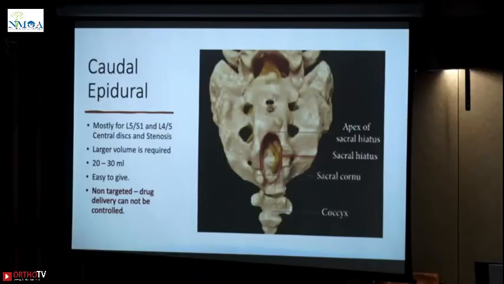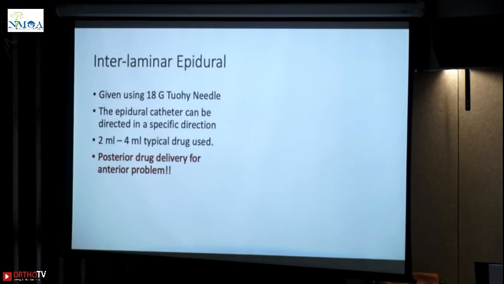Caudal epidurals more or less are getting obsolete now because it is less specific, although in certain situations at L5S1 pathologies you may still use them for a better pain relief than an interlaminar epidural, but we can use it for very selective cases.